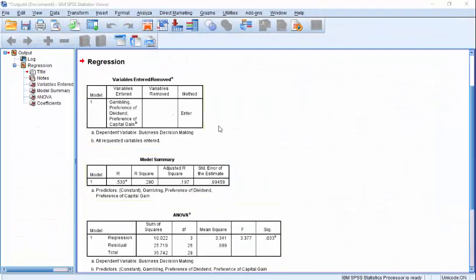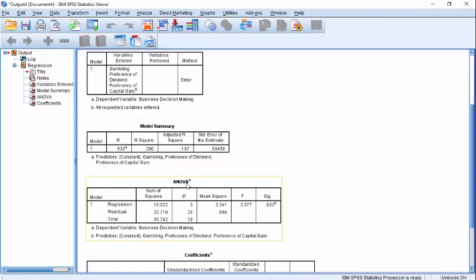This is the SPSS output. We have four tables here. Start with the model summary. This table is displaying the results for R, R square, adjusted R square, and standard error. Here this is the R square, which is 0.280. It explains that the model can predict 28% of population.